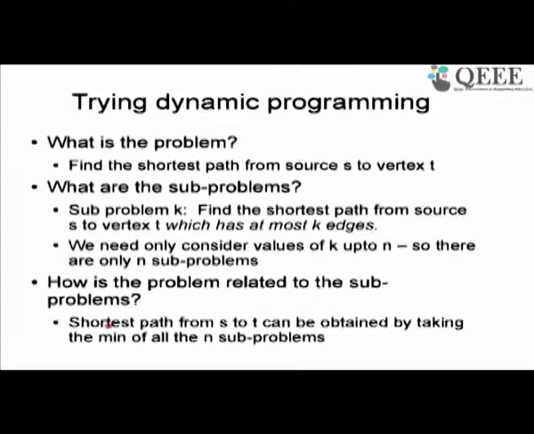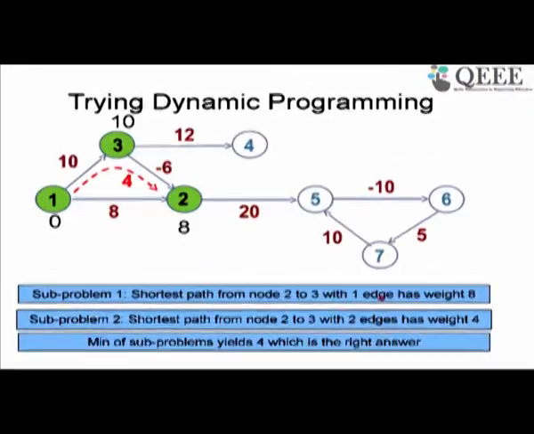How is the problem related to the subproblem? The shortest path from S to T is simply the minimum of all the n subproblems. Is that clear? The shortest path from S to T is either the shortest path from S to T with 0 edges, or with 1 edge, or with 2 edges or 3 edges or 4 edges. Like that I can keep doing. Take the minimum of all the shortest paths and that will be the overall shortest path. So it is very easy to construct a solution if I could solve these subproblems.